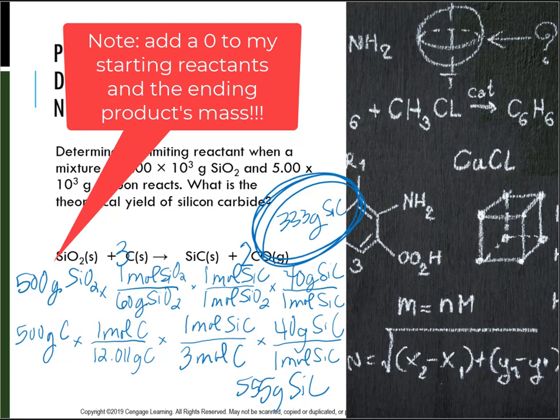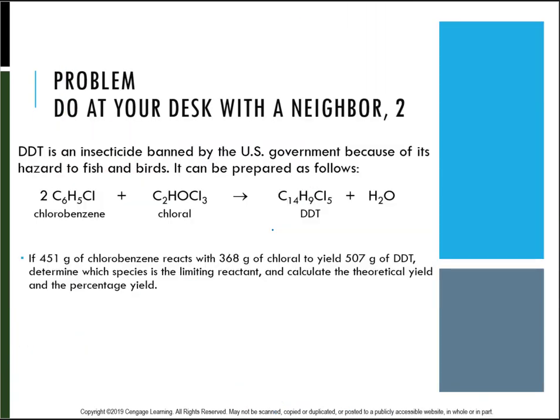Here's my work. See how you did setting it up. The number one thing hopefully you remembered was that we needed to balance our chemical reaction here. So I started with 5.00 times 10 to the 3rd grams of both my reactants. I went grams to moles for both of them. My moles to moles for the silicon dioxide and the silicon carbide were a 1-to-1 ratio. But I had 3 moles of carbon for every 1 mole of silicon carbide. And then moles to grams. I got 333 for the first one and 555 for the second one. So obviously my theoretical yield is going to be my lower amount.